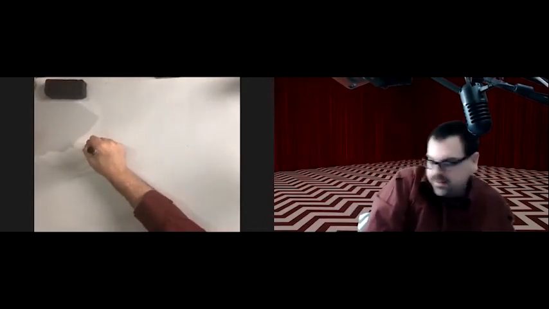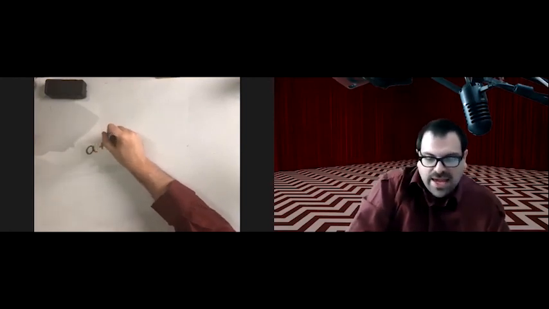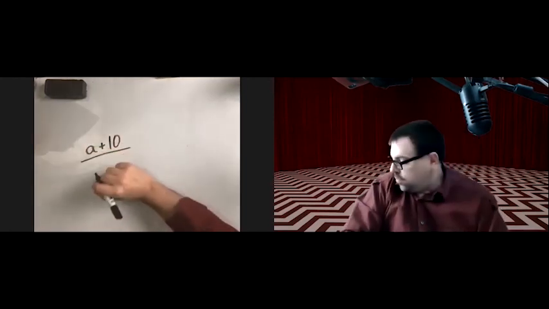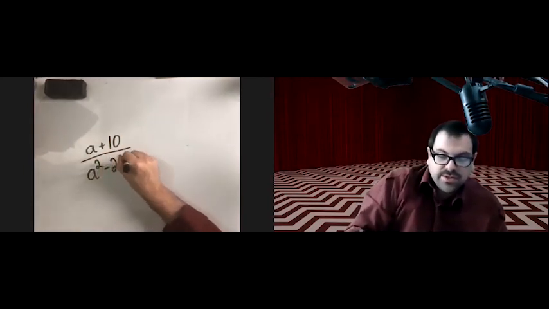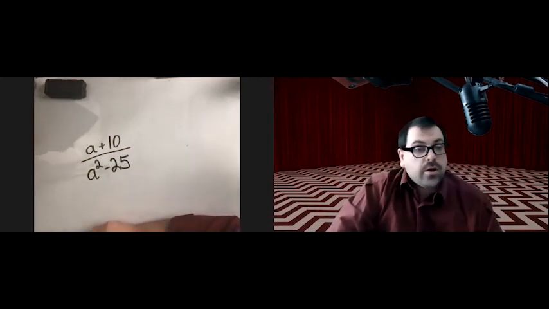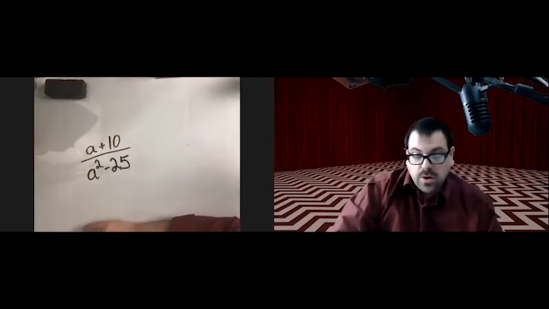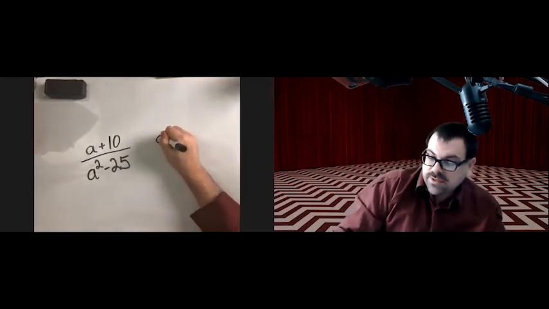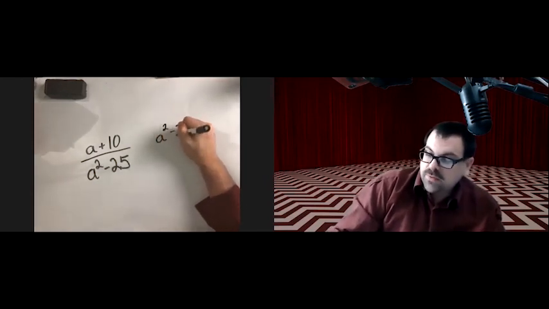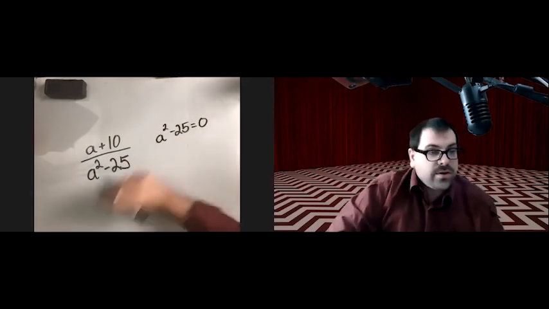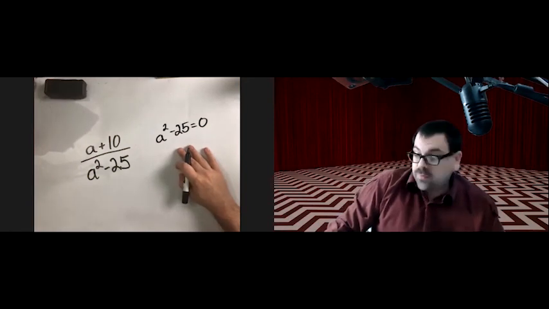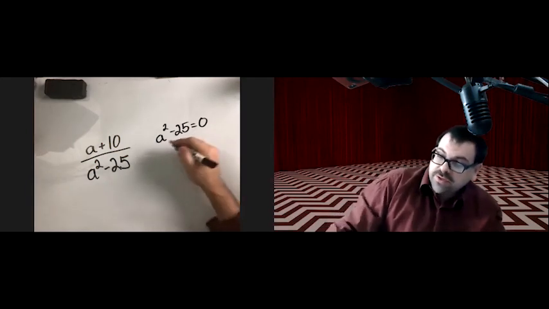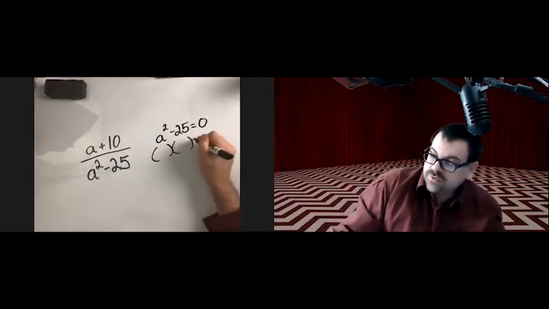Restricted values again. We have a plus 10 over a squared minus 25. What are the restricted values? Well, the restricted values are what we get when we set the bottom equal to 0. Now, 2 ways to solve this that we know about. We could factor and solve.